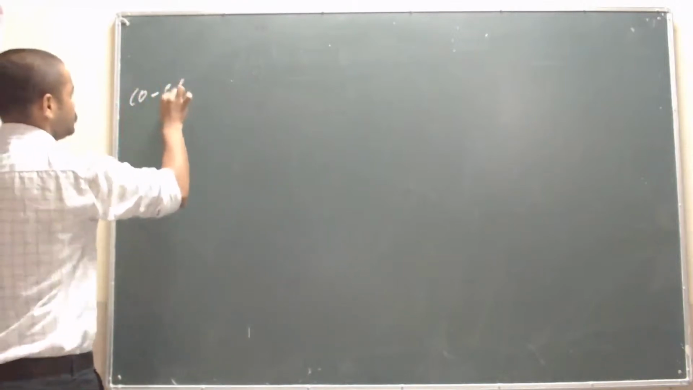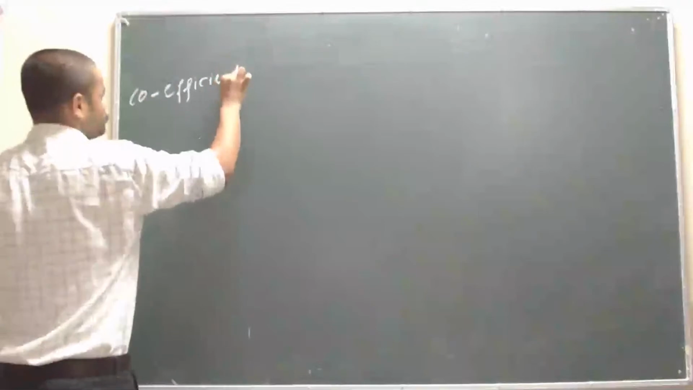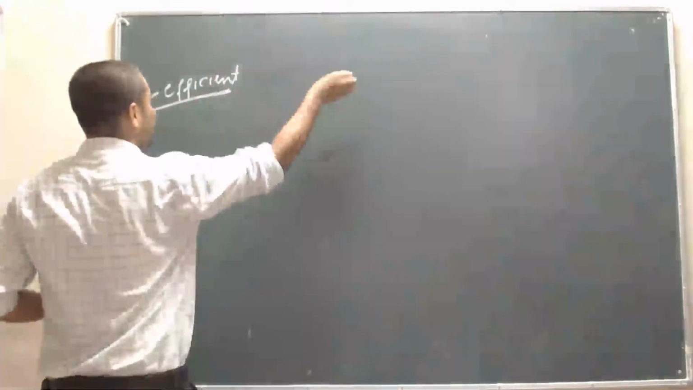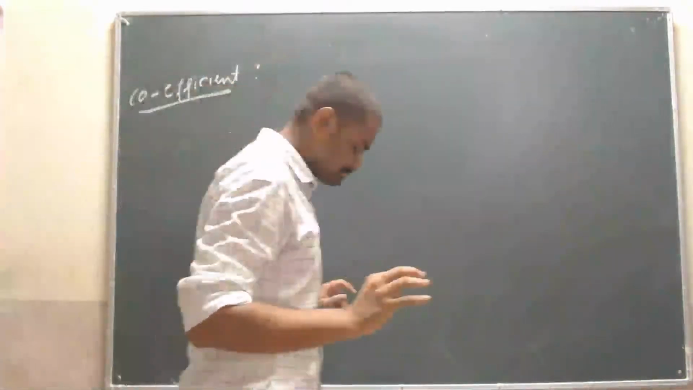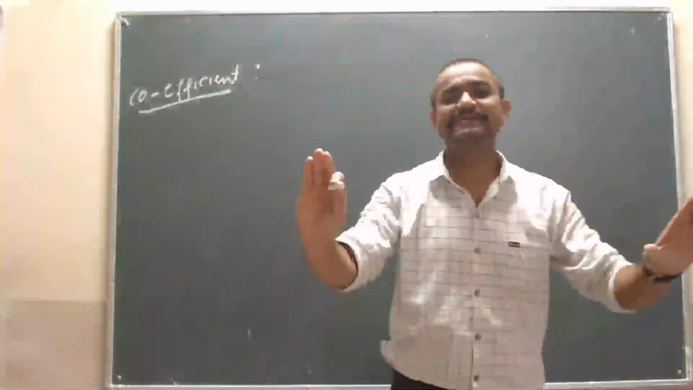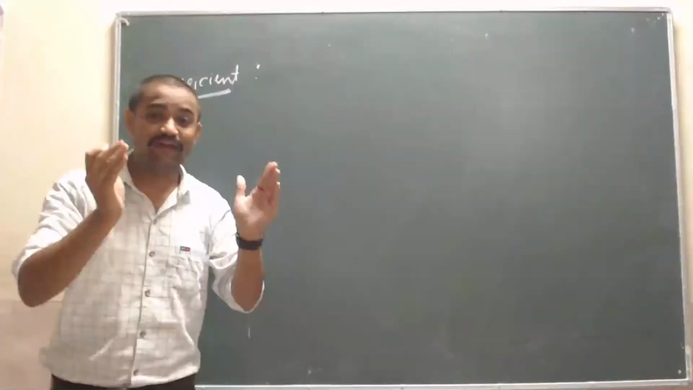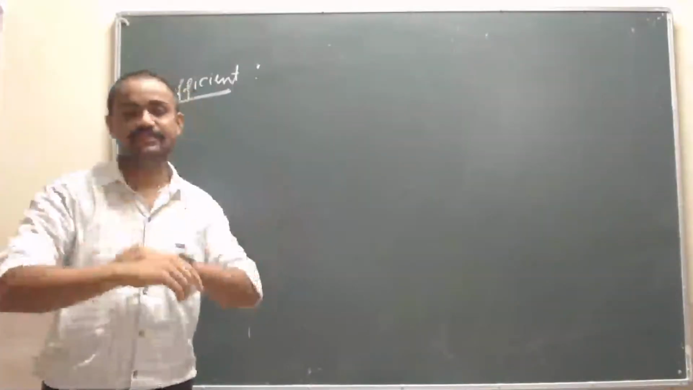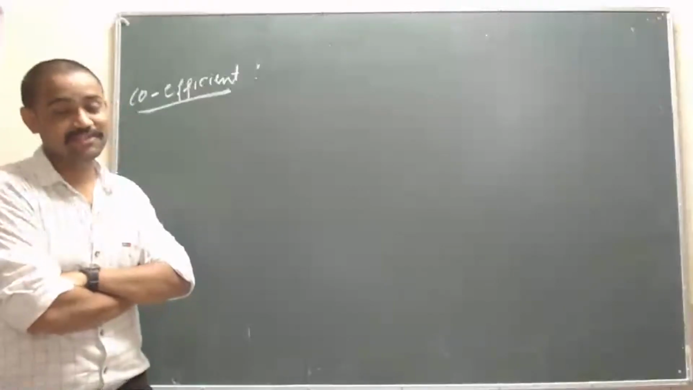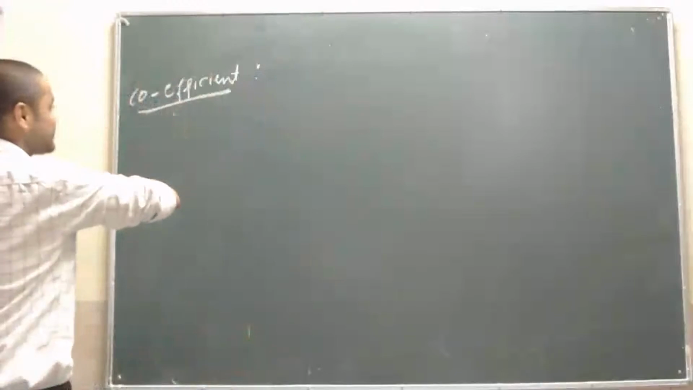Next concept we have is coefficient. What is the coefficient? Okay, next term we have, that is coefficient. What is meant by coefficient, students? Simple. In an algebraic expression, in mathematics, the numerical factor is called the coefficient. The numerical factor is called the coefficient, student.